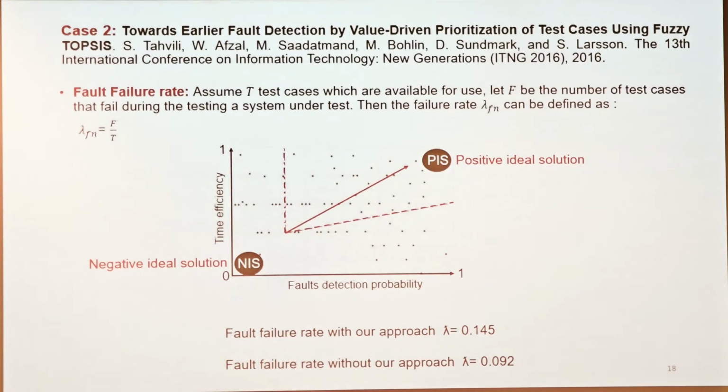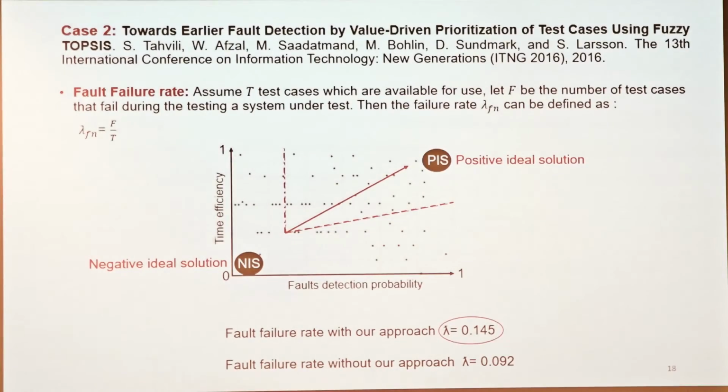We used one indicator, fault failure rate, lambda, and you can calculate lambda by the following formula: F, the number of failed test cases, divided by T, the total number of test cases. So lambda with our approach is more than lambda that happened in reality. We improved lambda, and in other words, we send a subset of test cases for execution. We don't claim that we detect more faults. We just send fewer test cases for execution, and we got the same results. So we improved lambda.